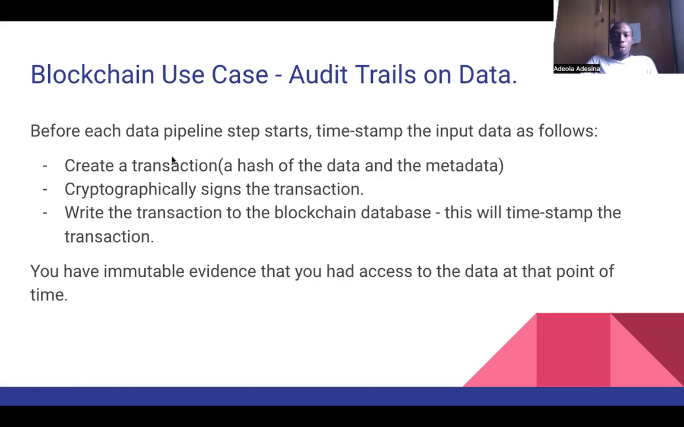A crypto transaction or a blockchain transaction contains two things: the hash of the data and the metadata. After the transaction is created, the transaction is cryptographically signed by who? By a miner. We'll get there later. The transaction is cryptographically signed. And then the third step is that the transaction is written to the blockchain database. Three very important things, right?